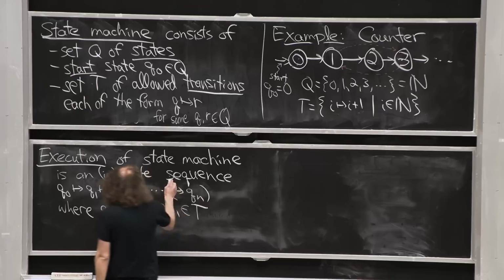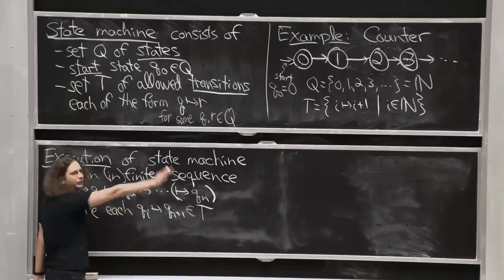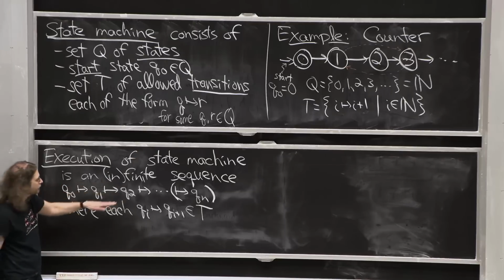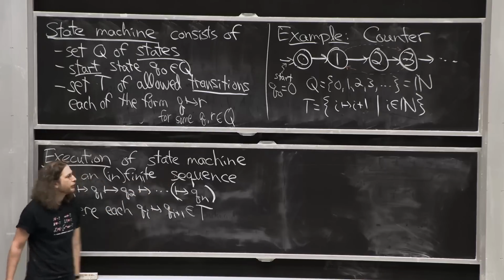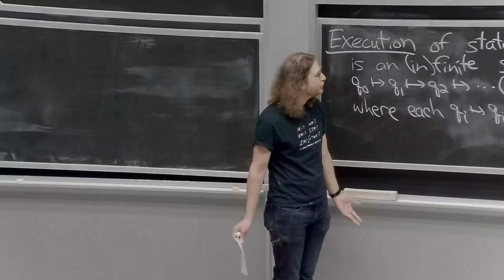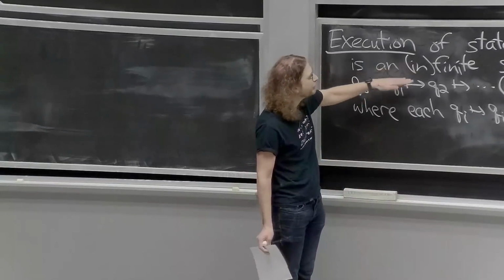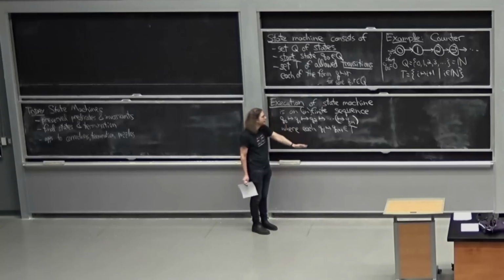That's why I put this in parentheses. Either it stops at some qn, or the dot, dot, dot continues off to infinity. So we're trying to simultaneously define finite executions where you stop at qn, and infinite executions where you go forever. When you write an algorithm or a piece of code, you usually don't want your program to go forever. And so distinguishing between infinite and finite executions is one of the goals of this lecture. That'll come at the end.